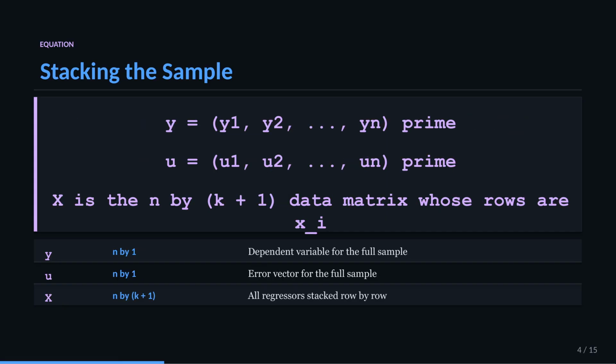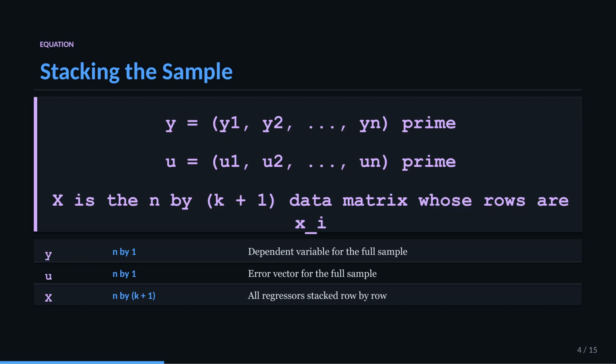We do the same thing for the whole sample. The dependent variable becomes a column vector y. The error terms become a column vector u. And the explanatory variables become the matrix X, whose rows are the individual observation vectors x sub i. So X has n rows, one for each observation, and k plus 1 columns, one for the intercept and k more for the regressors. Once that structure is in place, we can write the whole sample model in one shot, instead of writing n separate equations.